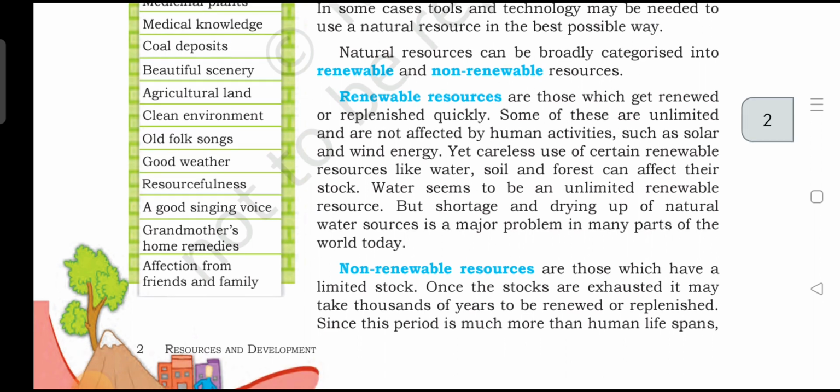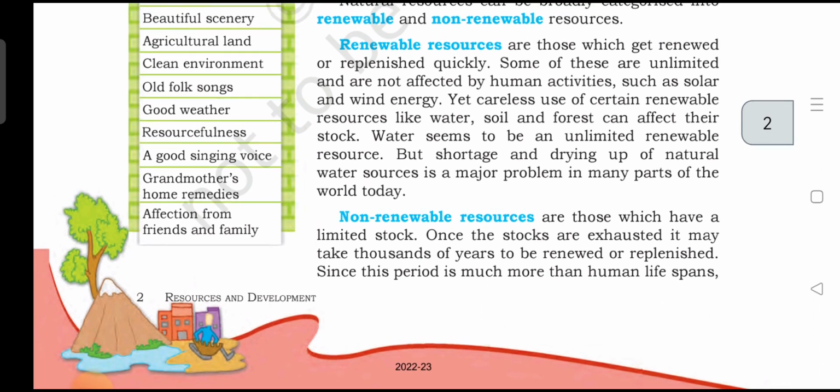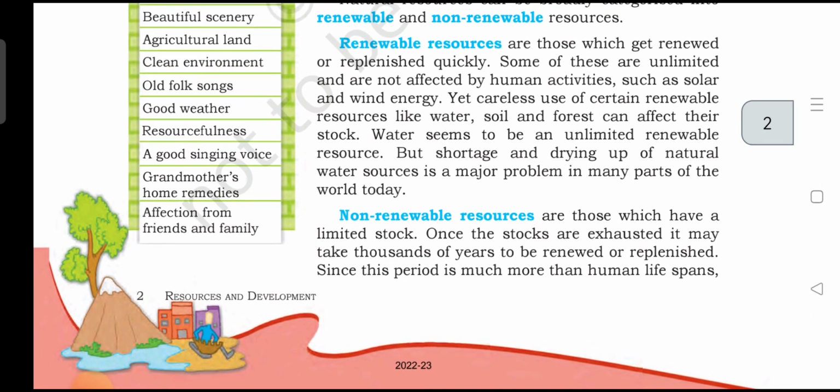Some of these are unlimited and are not affected by human activities. Some are so abundant that human activities cannot affect them, such as solar and wind energy. Humans can do nothing to these resources.